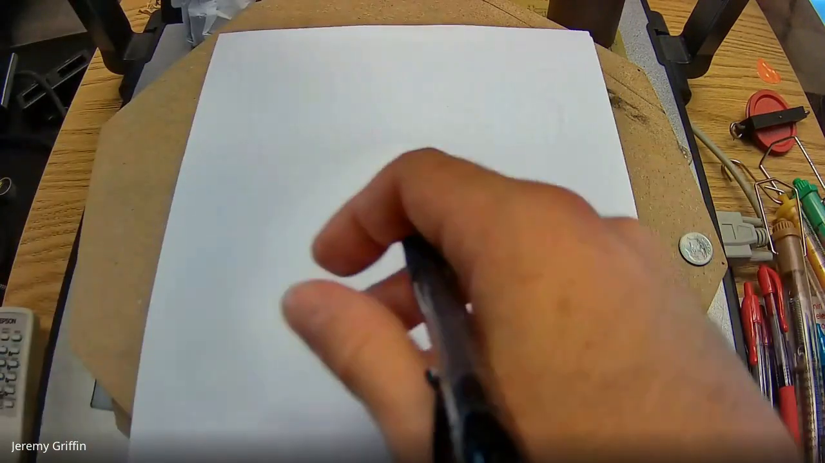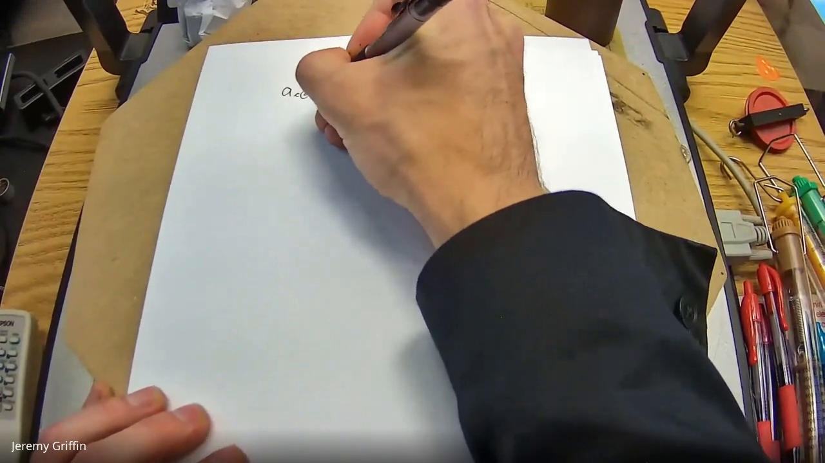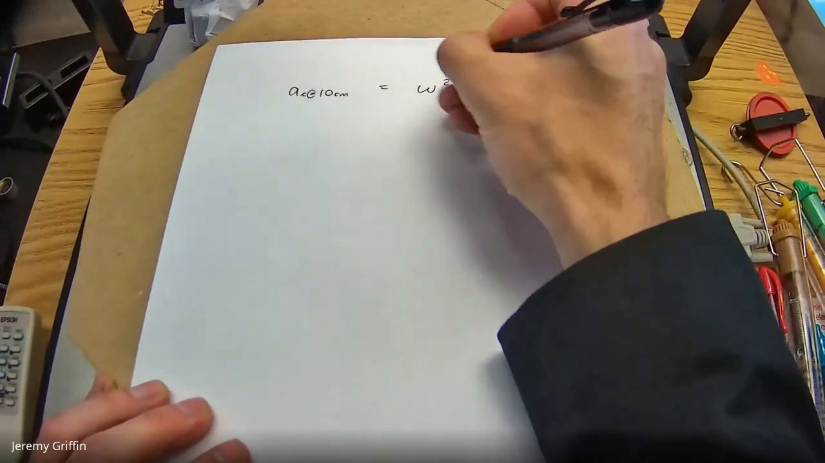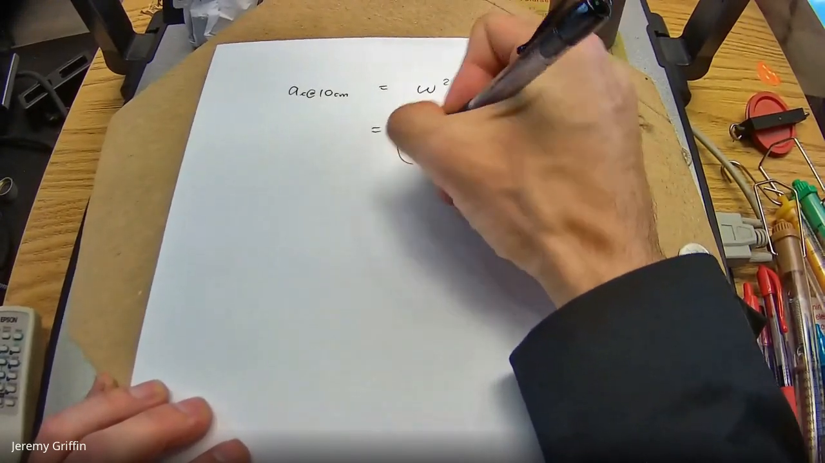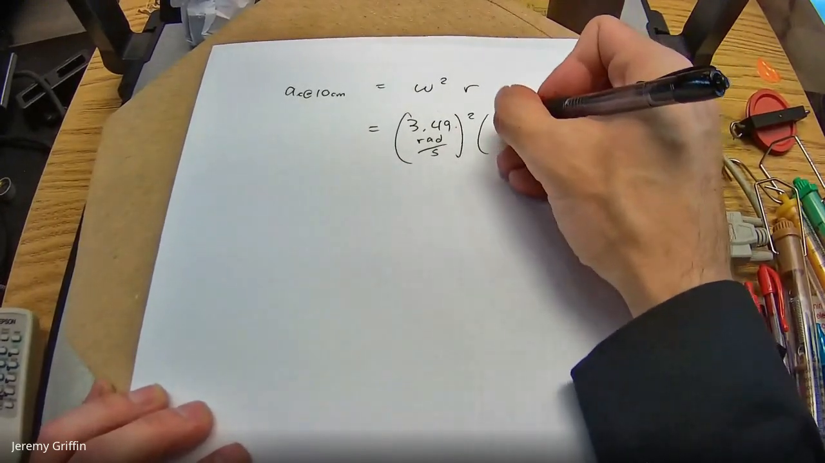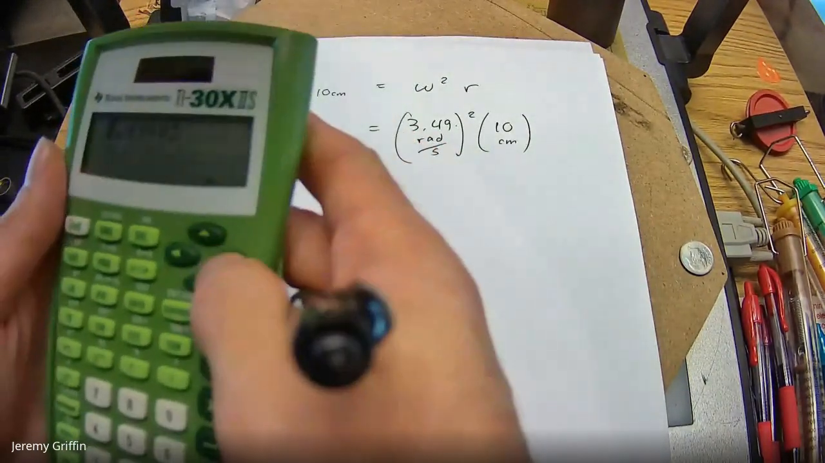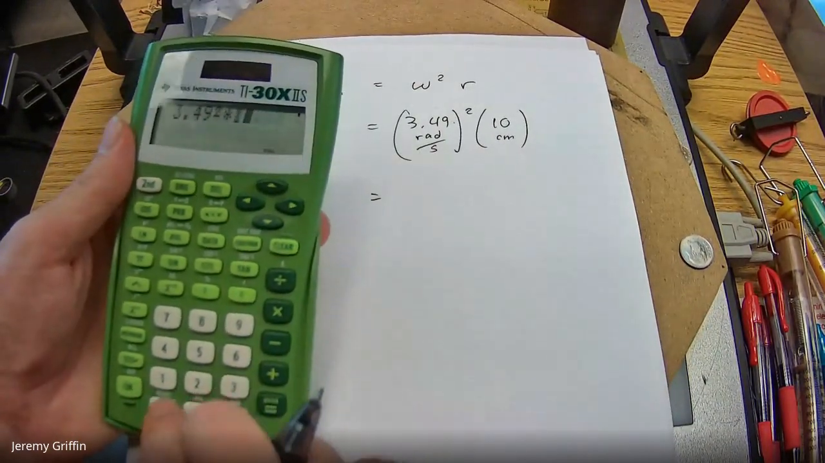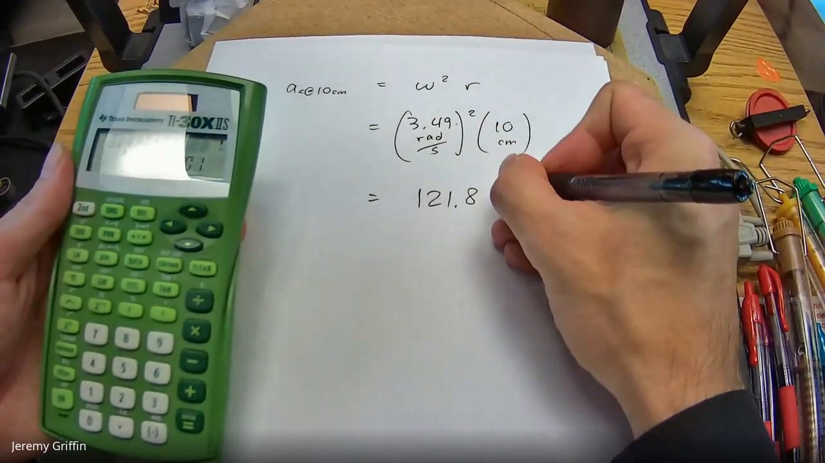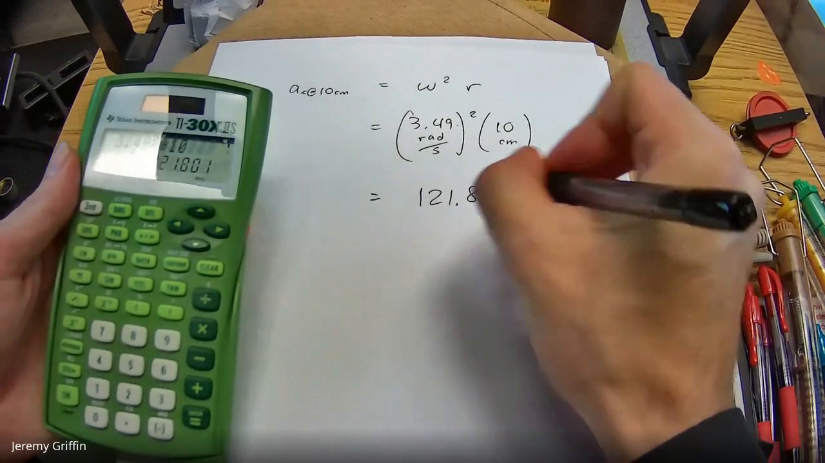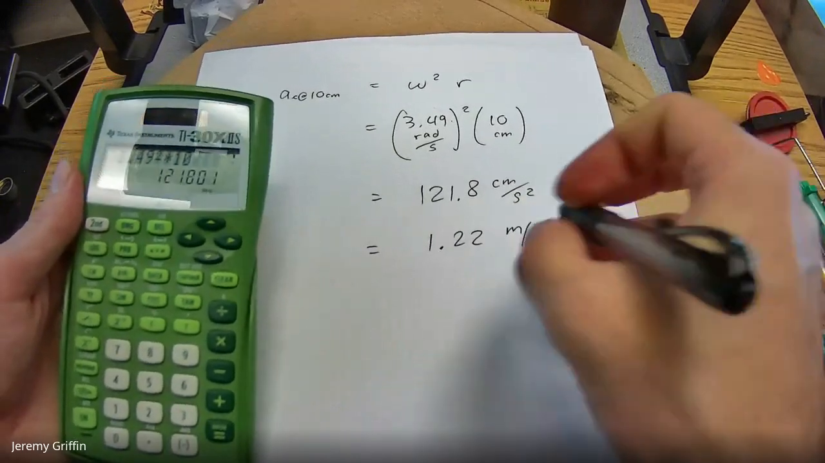So the centripetal acceleration at 10 centimeters is omega squared r. This is 3.49 radians per second being squared times 10 centimeters. See what that is. That looks like 121.8 centimeters per second squared. Or if you like, that's 1.2 something meters per second squared.